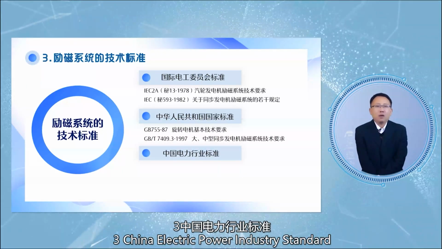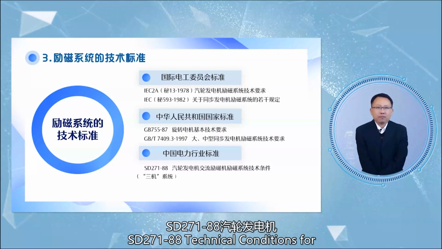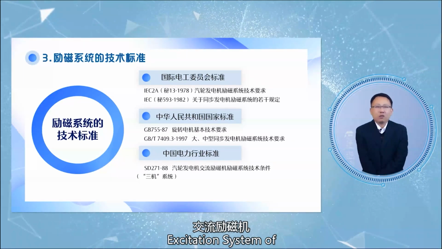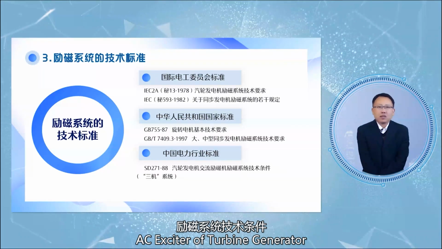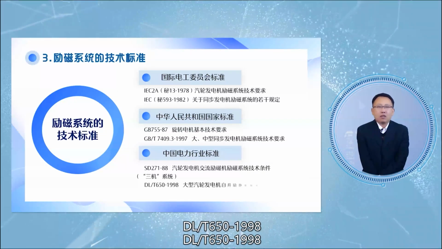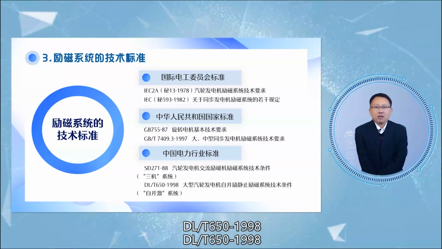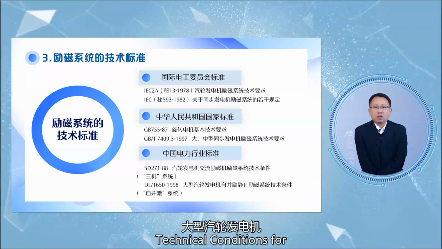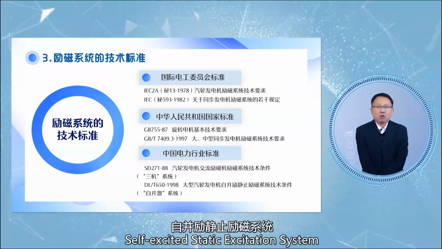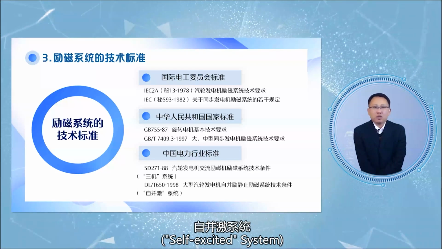Third, China Electric Power Industry Standards: SD271-88, Technical Conditions for Excitation System of AC Exciter of Turbine Generator; DL/T650-1998, Technical Conditions for Self-Excited Static Excitation System of Large-Sized Turbine Generator.